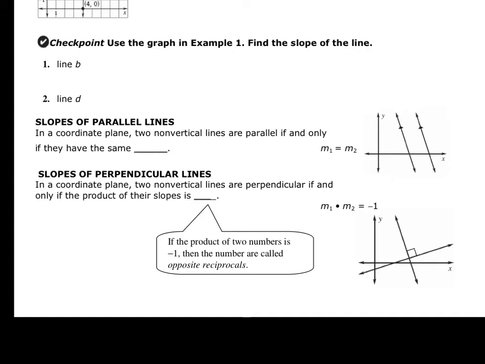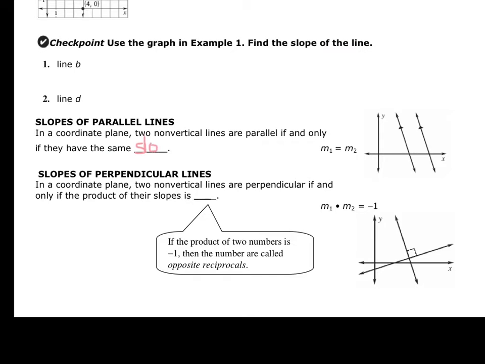Now, what we really want to get into are the slopes of parallel and perpendicular lines. So you can see over here in the diagram, you have 2 parallel lines. Well, what is special about the parallel lines is that they have the same exact slope. So in a coordinate plane, 2 non-vertical lines are parallel if and only if they have the same slope.